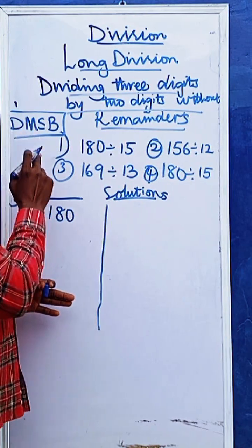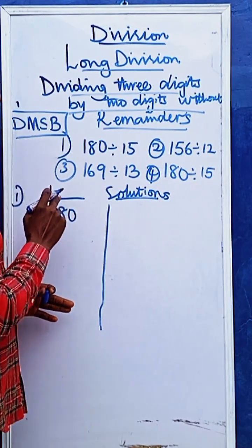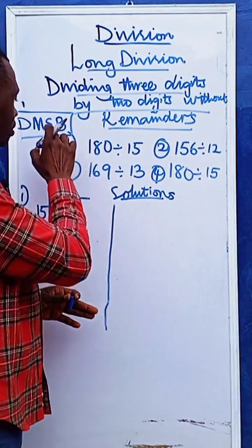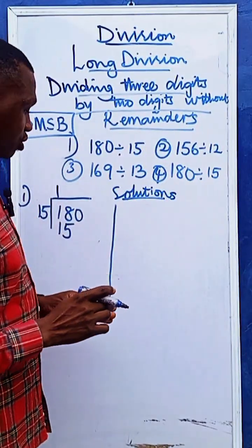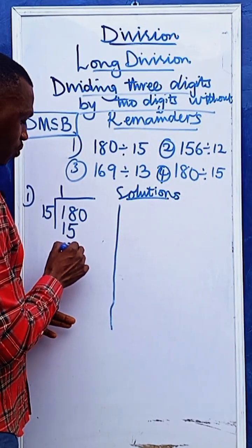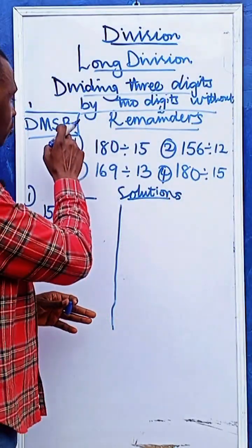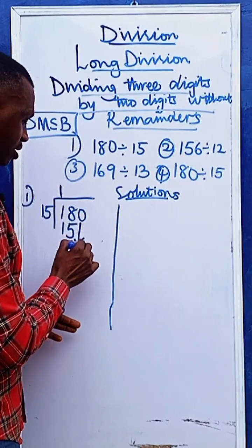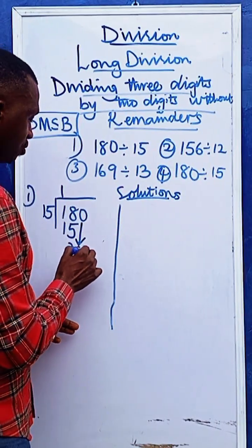Now, let's move to the next level, which is to multiply. 15 times 1 gives us 15. We'll write it underneath this. Then we move to S, subtraction. 18 minus 15 equals 3. Then we move to the next step, which is bring down. We have to bring the next number down, which is 0.